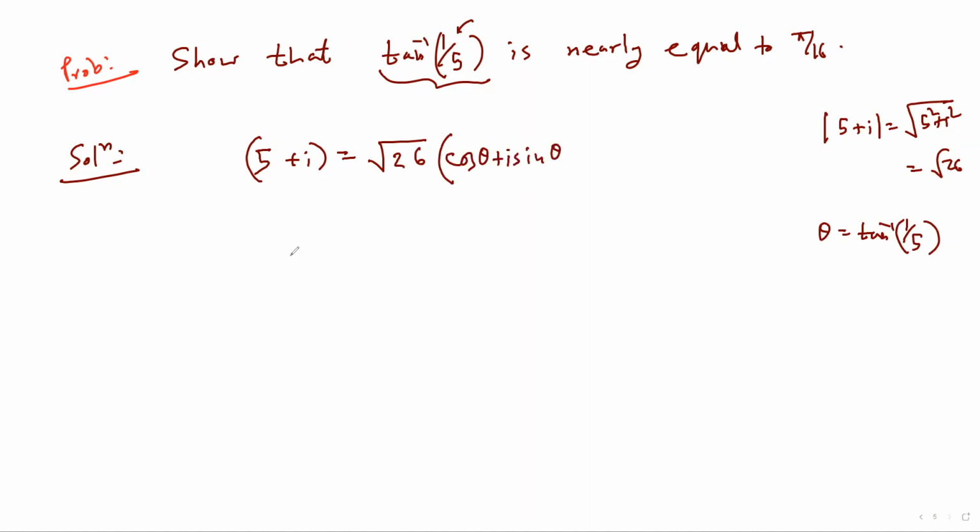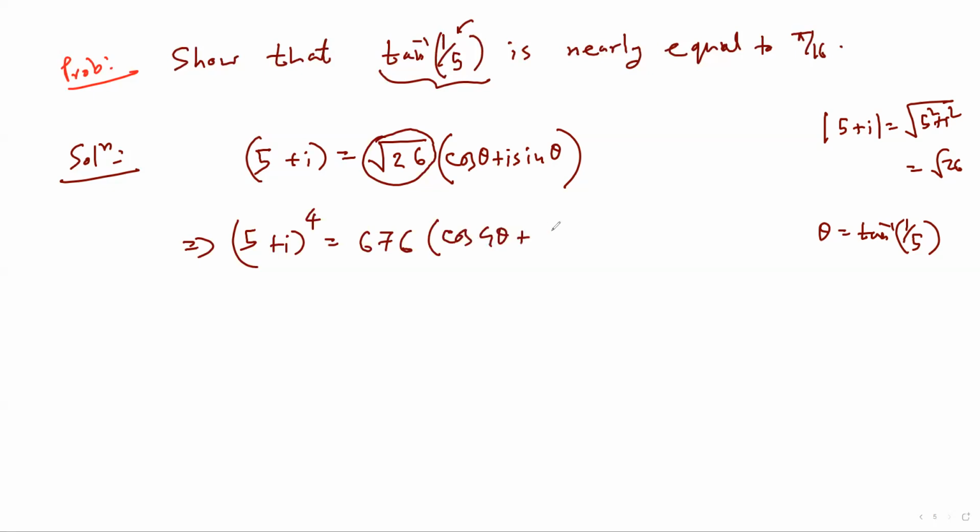Now, this is what we are going to do. We are going to take 5 plus I to the power 4. Now, if you take the square of this, you are going to get 26. Now square again to get the square of 26, which is 676. And we have cos 4 theta plus I sin 4 theta. Originally, we had a power here, but we used, of course, you can understand, de Moivre's theorem.